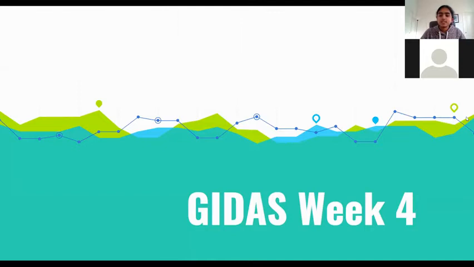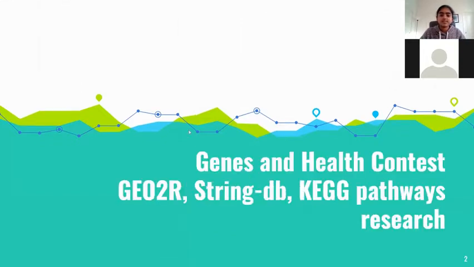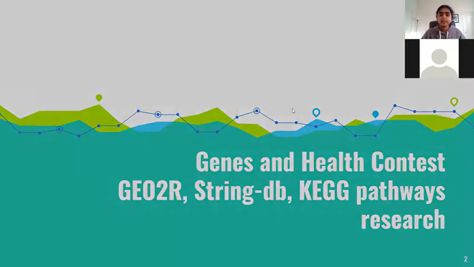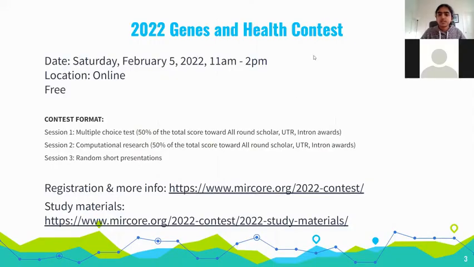Okay, so this is the fourth week of GIDAS. This week we're going to be going over the Genes and Health Contest, GEO2R, StringDB, and then we're going to start KEGG pathways. So Grace, do you want to talk about this really quickly?